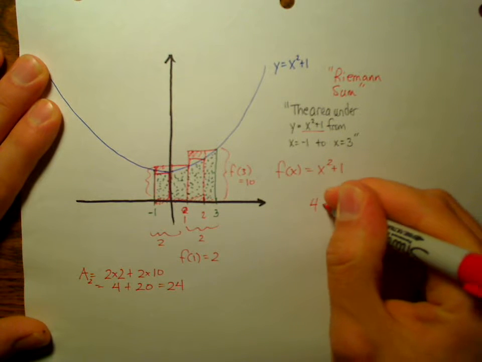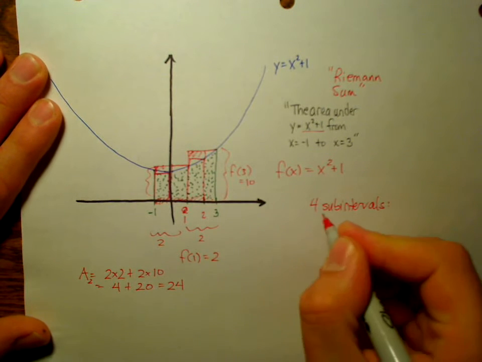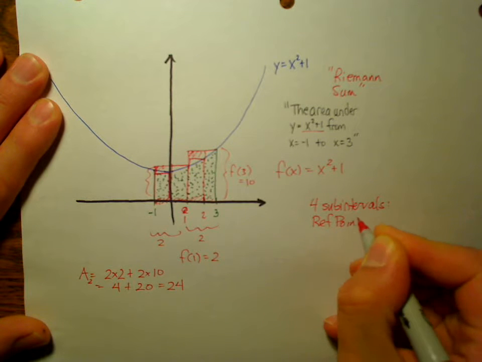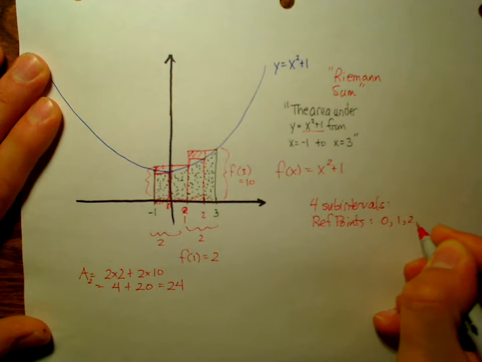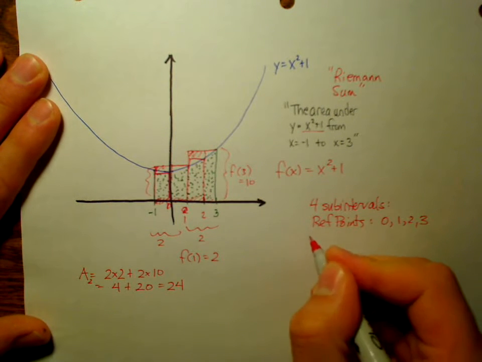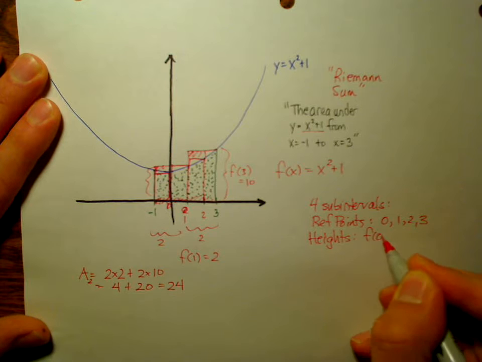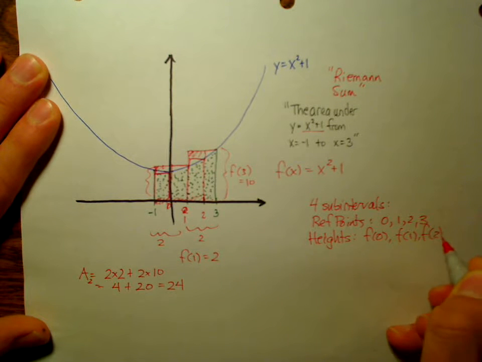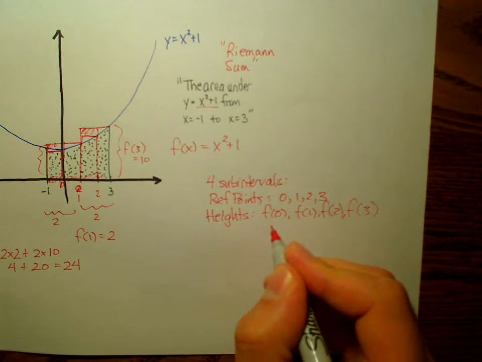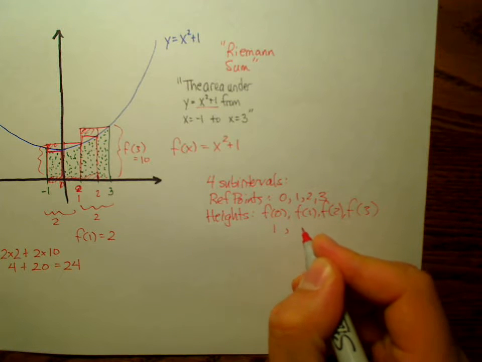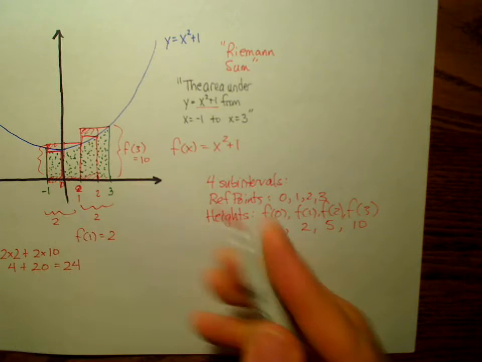So if we have 4 subintervals, our reference points are going to be here at 0, 1, 2, and 3. The heights at those reference points are what happens when we do f of 0, f of 1, f of 2, and f of 3. So f of 0 is 0 squared plus 1, so 1. F of 1 is 2, f of 2 is 5, and f of 3 is 10. So those are our heights for each of these boxes. This is not drawn to scale.